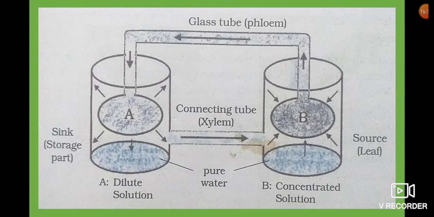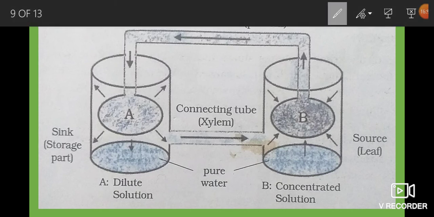Here he used tubes and beakers. So A and B, two beakers, are connected with two tubes. One acts as a phloem and the other acts as a xylem. In beaker B, he used a concentrated solution. This is the concentrated solution, which means less water potential, less psi W.